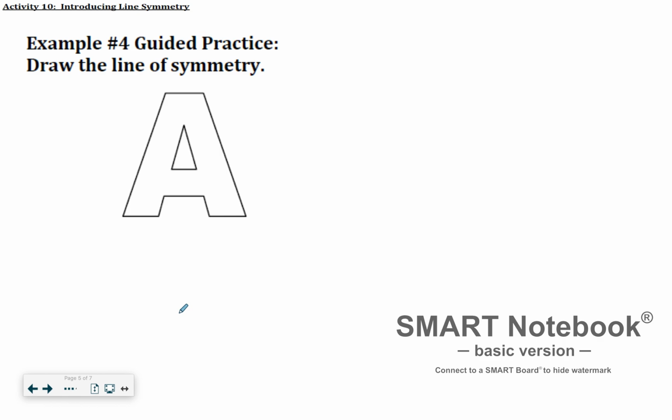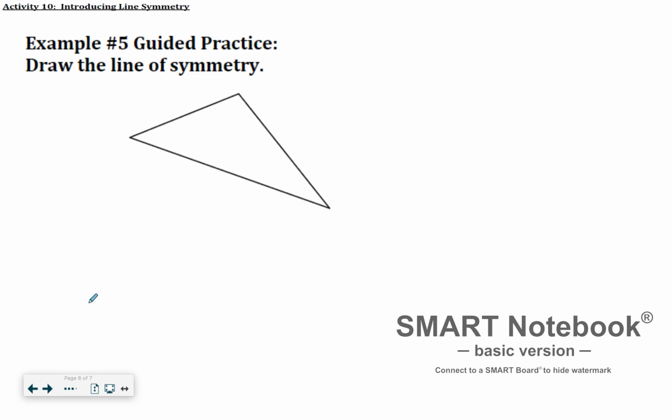Example 4, guided practice. Draw the line of symmetry. Well, what are we being asked to do here? We are being asked to draw a line so that there are matching parts on either side. Where should we draw that line for this image? We can draw a line vertically through the center of the letter, and this would create matching parts on either side. So I can cut the A in half vertically and imagine folding that A in half. That would be the line of symmetry because either side would match up with each other. So for this figure, there is only one line of symmetry. We cannot cut it up any other way.